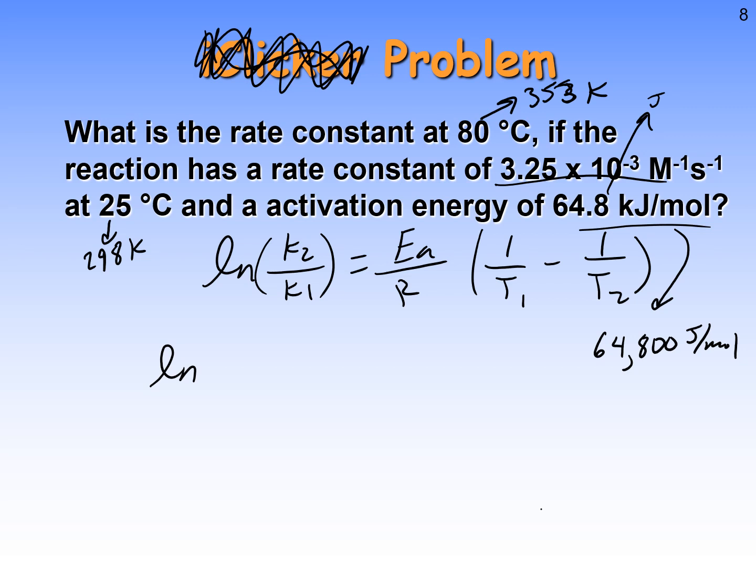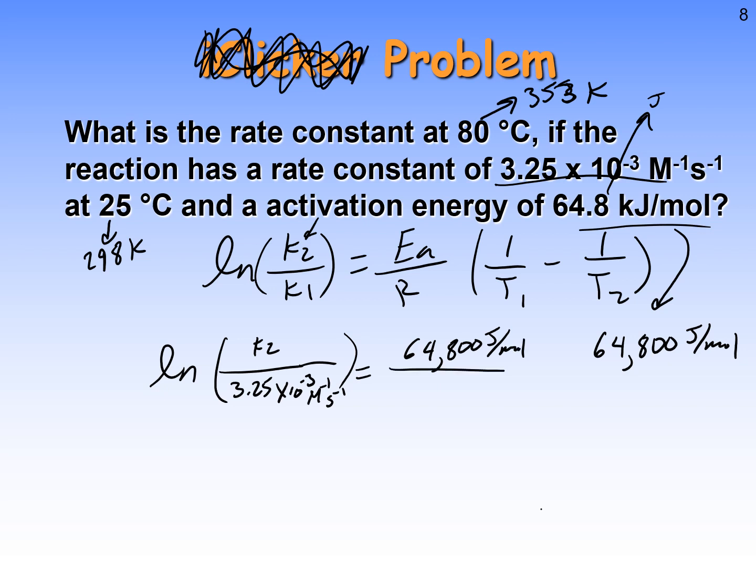So at this point, I can go, hey, I want to solve for a rate constant. I'm going to make the unknown rate constant 2 because that keeps it in the numerator, which gives me one less step of work. So I'm going to say, hey, that's my unknown. And I have 3.25 times 10 to the negative 3 in inverse molarity, inverse seconds. And that's all equal to 64,800 joules per mole, divided by 8.314 joules per mole K, and then we do that times 1 over 298 Kelvin minus 1 over 353 Kelvin.